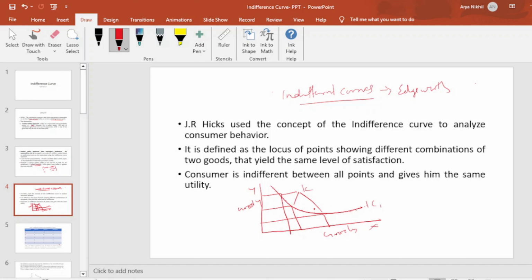If it was me, I would be indifferent between all these points because I get the same utility or satisfaction from all the points on this curve. So I am indifferent between all the points. So the indifference curve is the locus of points showing different combinations of two goods that yield the same level of satisfaction.